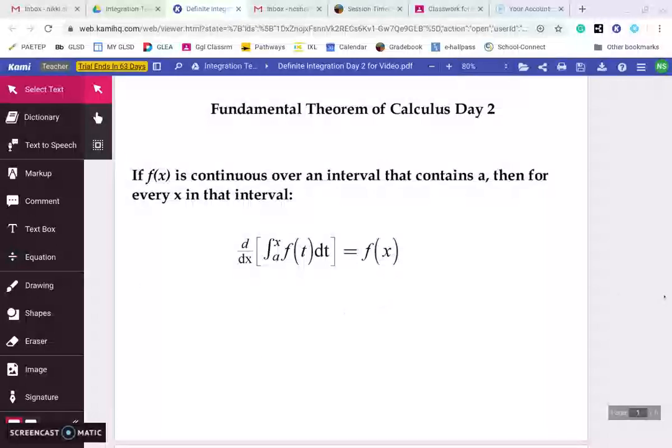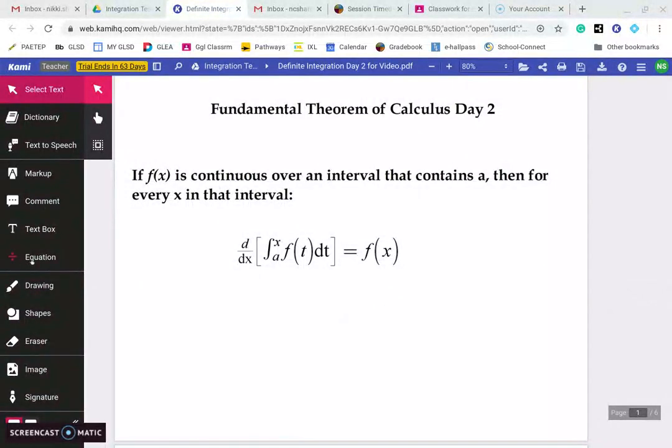Hello everyone. So here we are for the fundamental theorem of calculus day 2. And the fundamental theorem of calculus before told us about the definite integral, where we didn't have plus c anymore, but instead we plugged in those numbers that were on the interval to find out what the area was under the curve. Remember, every time you see an integral, you should think area under a curve. Now, this is really the fundamental theorem of calculus day 2.